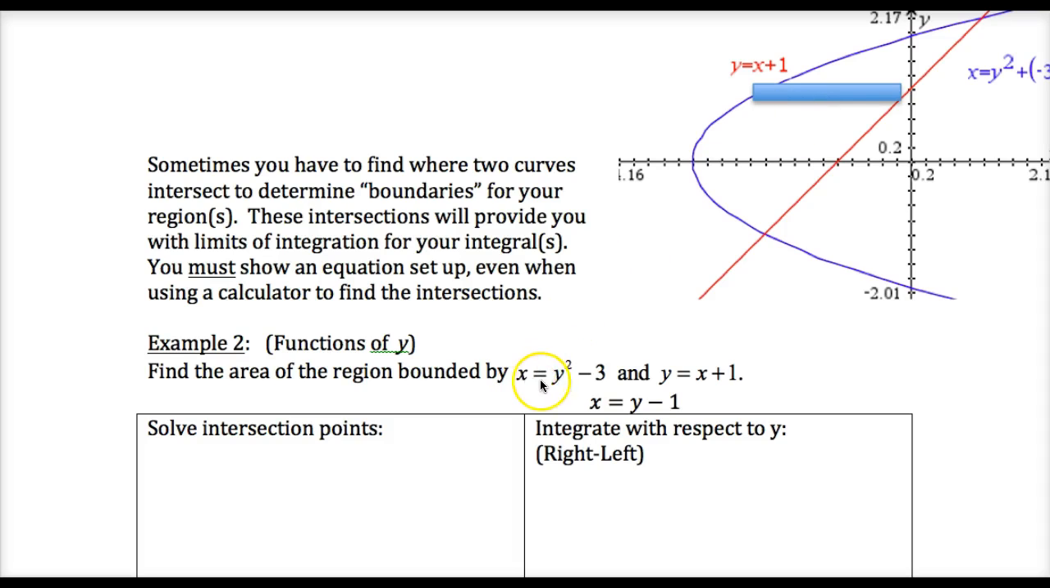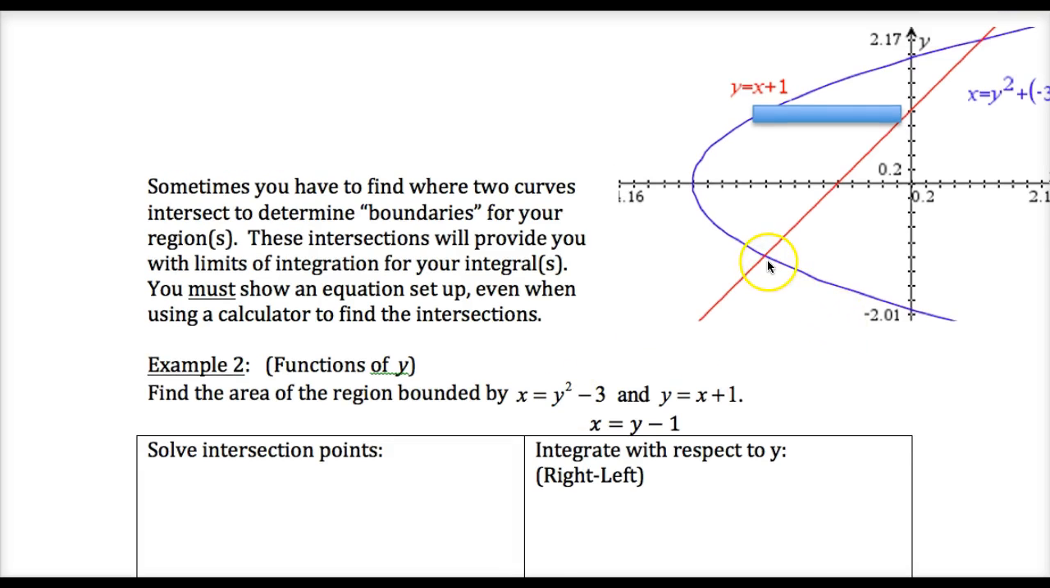Now I want x in terms of y. This one's already set up for me. This one, however, I solve for x in terms of y. I get x equals y minus 1. So I have the right function. That's the right function, and that's the left function. So the first thing that we want to do is find our limits of integration.